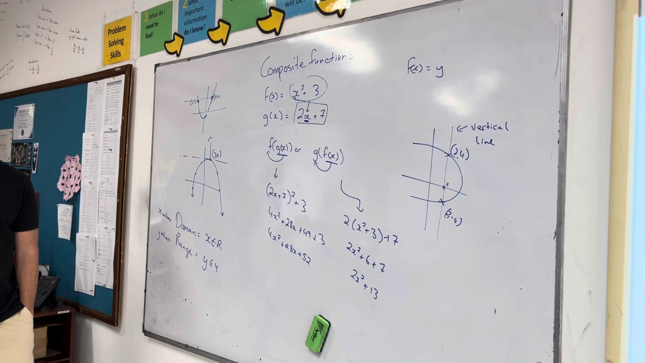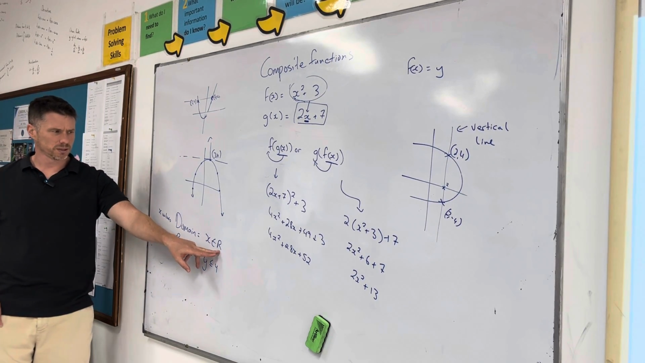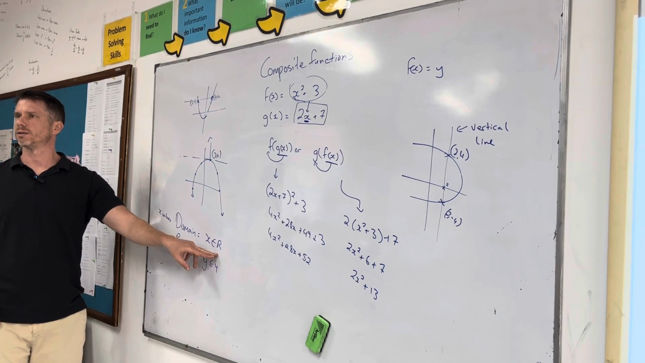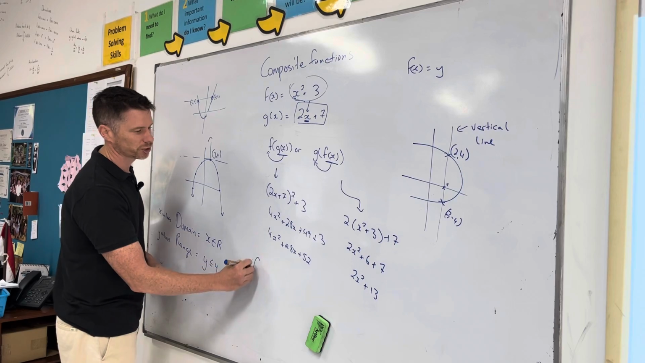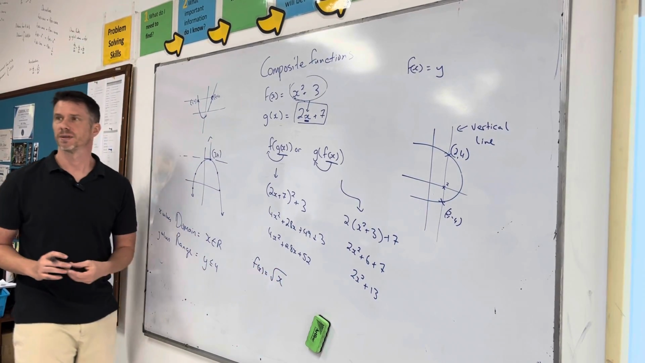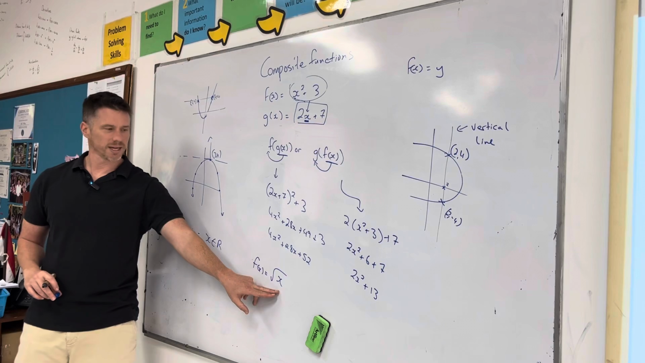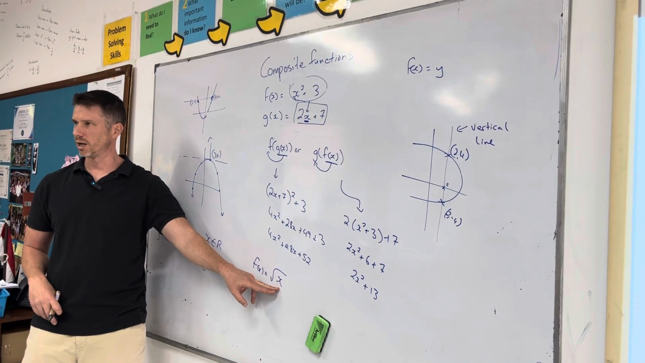Wait, is domain always the x? Domain is all, no, sometimes, and we look at some functions later on where the domain is restricted. For example, if the function is square root of x, we can't get negative numbers here. So negative numbers are not allowed.